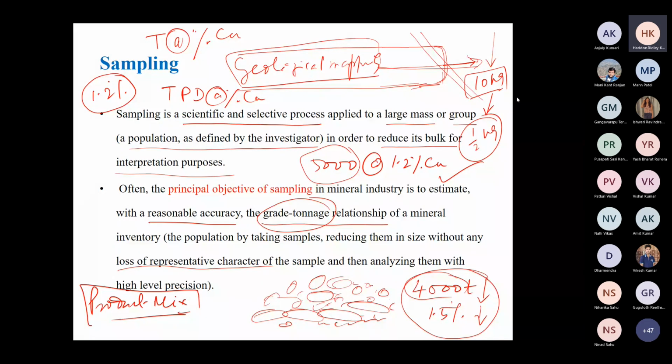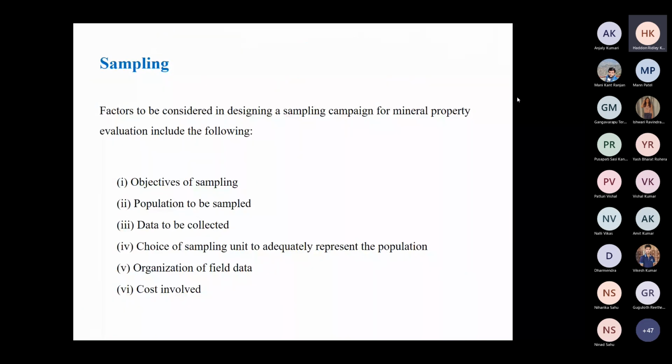to half a kg or 200 grams for the purpose of chemical analysis? How to do that? That also we must know, so that the representative character of the sample with respect to the bulk produced is not lost. The representative character must be kept intact. That is the most important part as far as what sampling is and what its objective is. Now, factors to be considered in designing a sampling campaign. A sampling campaign means a protocol, a method by which you are constantly watching the variation of the grade with respect to the tonnage for any mineral property that you are exploiting.